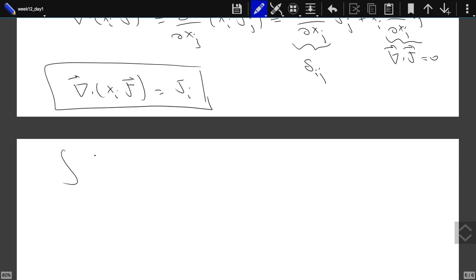Let's look at this integral, x_i j_j. I'm taking one component of the position vector, another component of the current density, and I'm integrating over all my volume. This is equal to x_i times the divergence of x_j j, sorry. I just showed that instead of j_j, I can write it as x_j multiplied by my current density and take the divergence. It's this property over there, integrated over the whole volume.